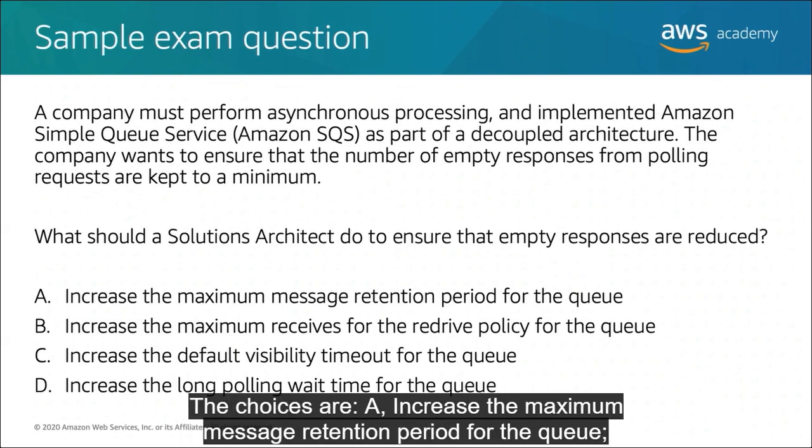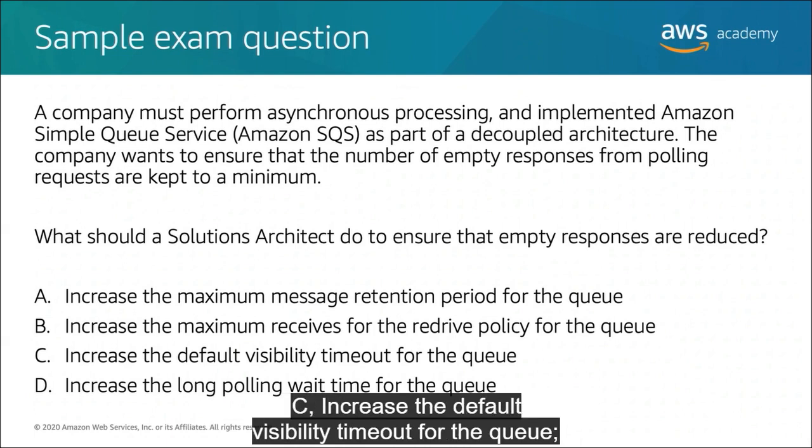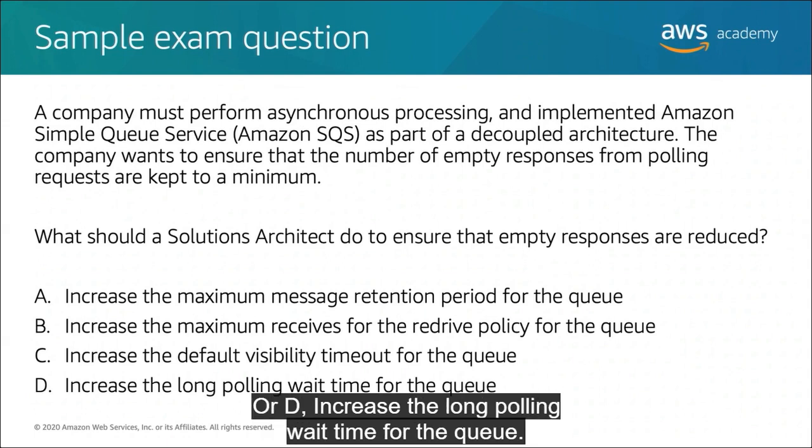The choices are A. Increase the maximum message retention period for the queue. B. Increase the maximum receives for the redrive policy for the queue. C. Increase the default visibility timeout for the queue. Or D. Increase the long polling wait time for the queue.